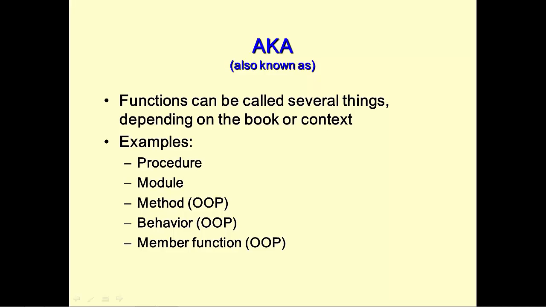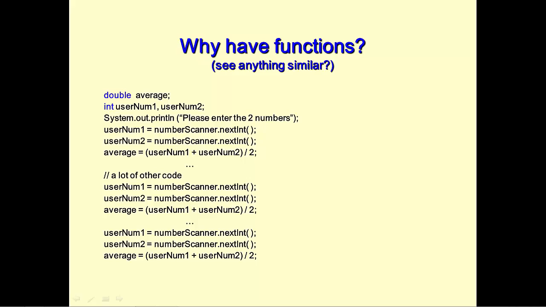So depending on the kind of textbook and language that you're working in, functions can be called a couple of different things. Here are some examples that we're talking about. It could be called a procedure, a module. When we move into object-oriented programming, it could be called a method or a behavior, or even a member function. So why do we have functions?